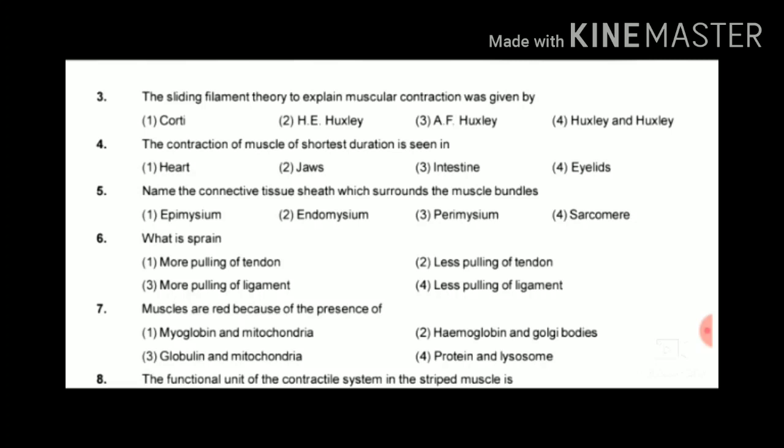Next is question number 6. What is sprain? Number 1, more pulling of a tendon. Number 2, less pulling of a tendon. Number 3, more pulling of a ligament. And number 4, less pulling of a ligament.